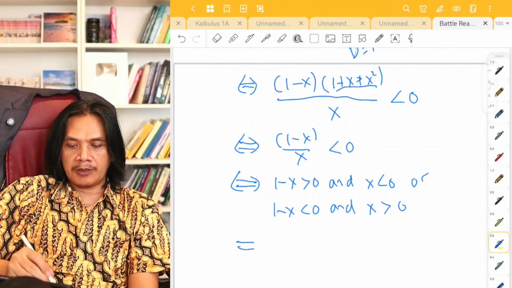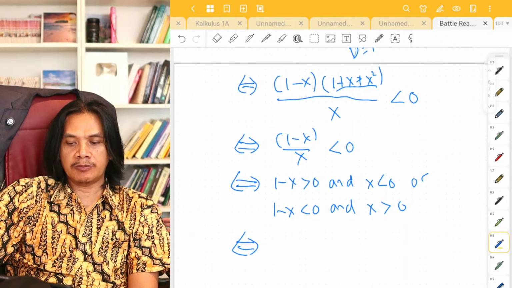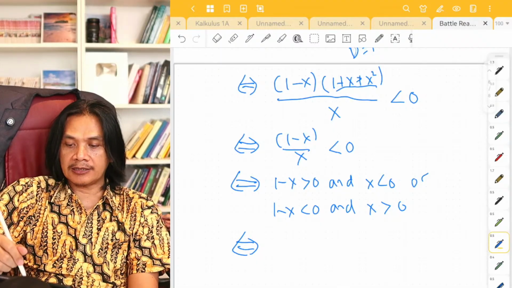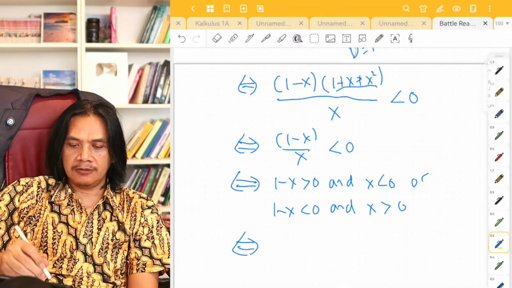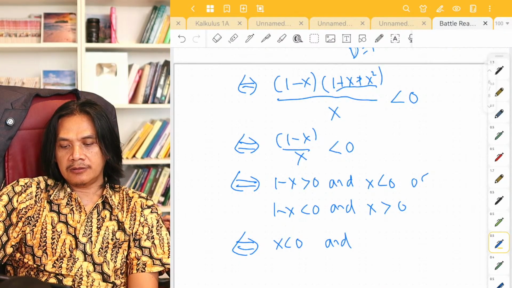So the first statement is equivalent to what? x bigger than 1 and x less than 0. Is it possible? Sorry, x less than 1 and x less than 0. x less than 1, x is smaller than 0. So 0. And x bigger than 1 and x bigger than 0. What?